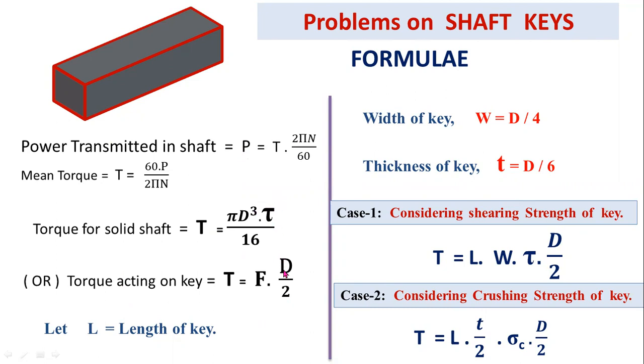Capital D is the diameter of the shaft. F is the shear force acting on the shaft. T is the torque. W is the width of the key. T is the thickness of the key. Now L is the length of the key.